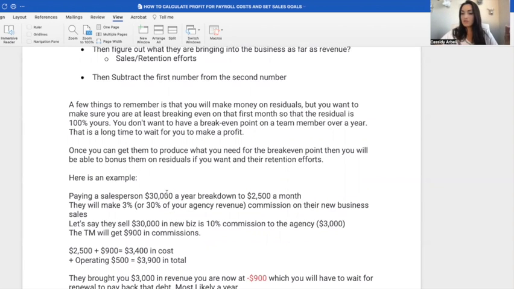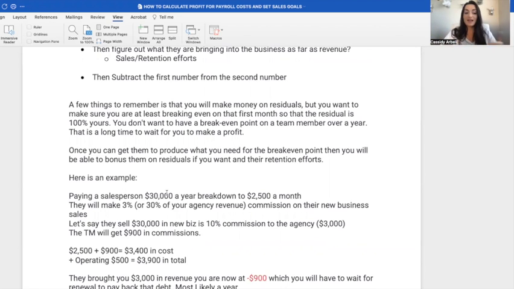And I know that this is going to change depending on where you live or whatever the average income is for the industry where you're at, but we're just going to use these numbers for simple math. You can interchange this with your own figures that we were talking about before that I need you to get so that you can do these equations. But paying a salesperson $30,000 a year breaks down to $2,500 a month. That's going to be their base pay.